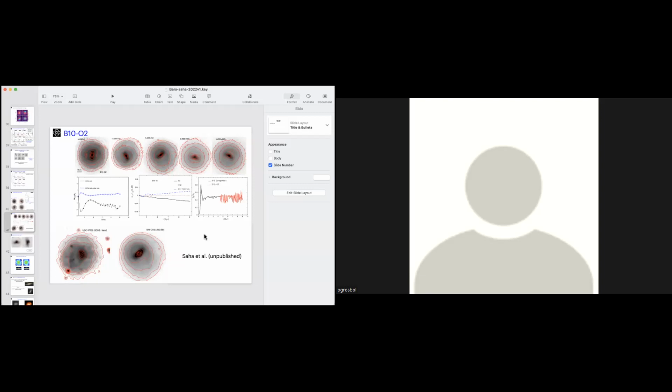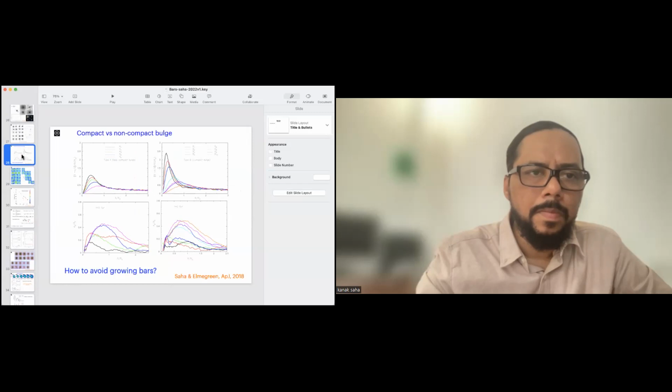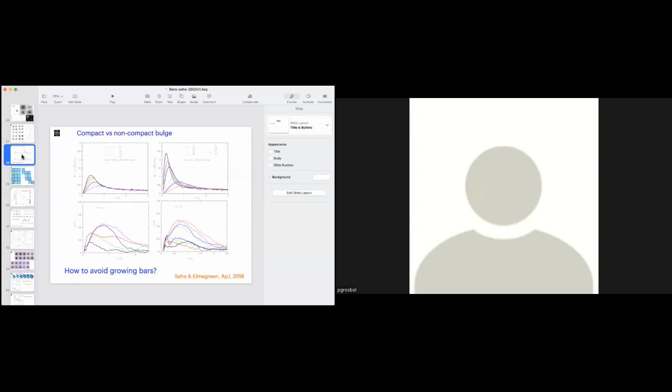In any case, the point concerning the talk, I had two questions. You were looking into models with different bulge parameters and looking at the ability for the creation of bars. It had been quoted before that also the pattern speed is related to the bulge properties. Have you seen the same thing?